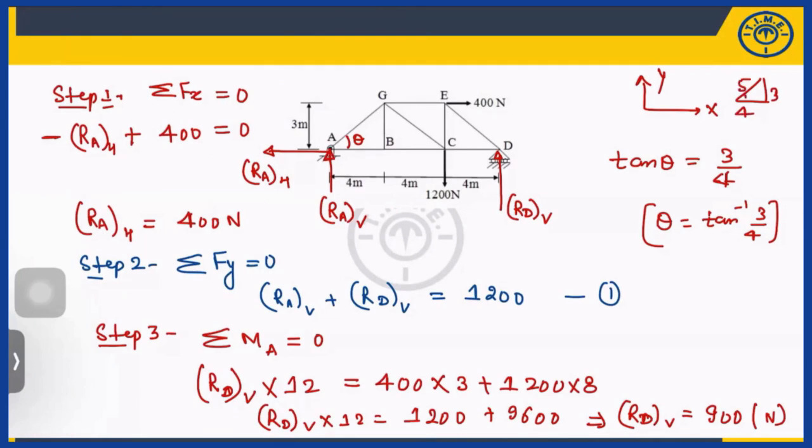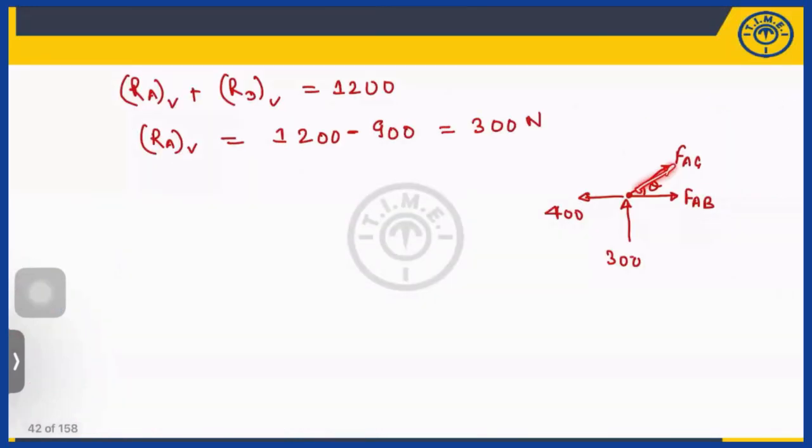What is the sine theta here? Because by using Pythagoras theorem, you can calculate this value. What is sine theta? Sine theta will be perpendicular by hypotenuse. Cos theta is base by hypotenuse. Why I have calculated sine theta and cos theta? Because if I resolve the forces in x and y direction, then cos and sine components will come. That's why I have calculated.